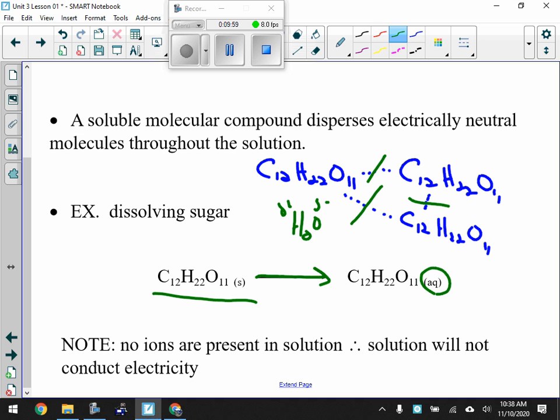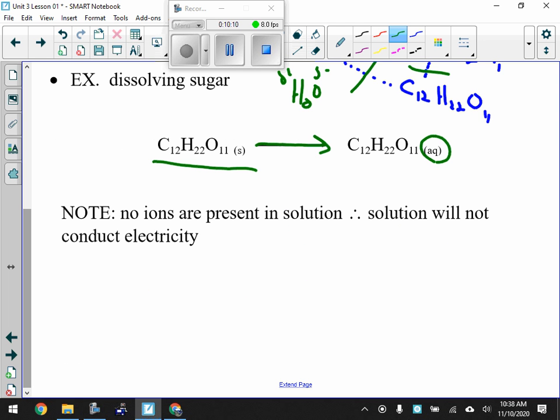Individual molecules which you cannot see because we don't have enough of them linked together to see them. So we get individual molecules of sugar there. Again, remember, this is a molecular compound, so if we dump sugar into water and put a conductivity tester in there, it would say 0. We do not get any electrical conductivity because it is a molecular compound, separation, non-electrolyte.